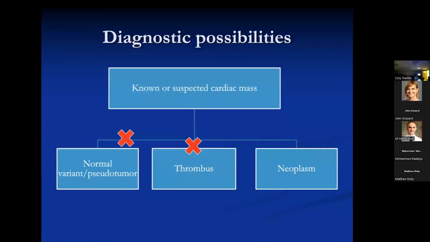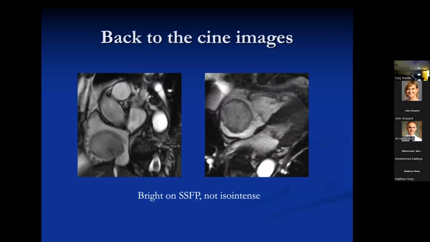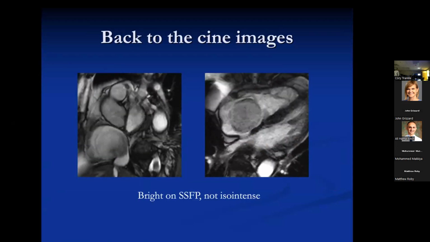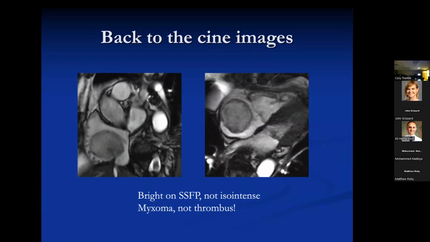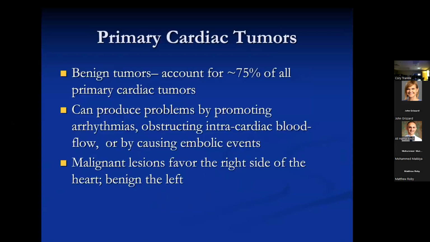And that's exactly right. Okay, so the diagnostic possibilities in this case pretty much ruled out a normal variant. We ruled out thrombus as we described. So it's going to be a neoplasm. It's bright on SSFP. It's not isointense to muscle. So it's a myxoma, not a thrombus, right? And this takes us into the discussion of primary cardiac tumors.